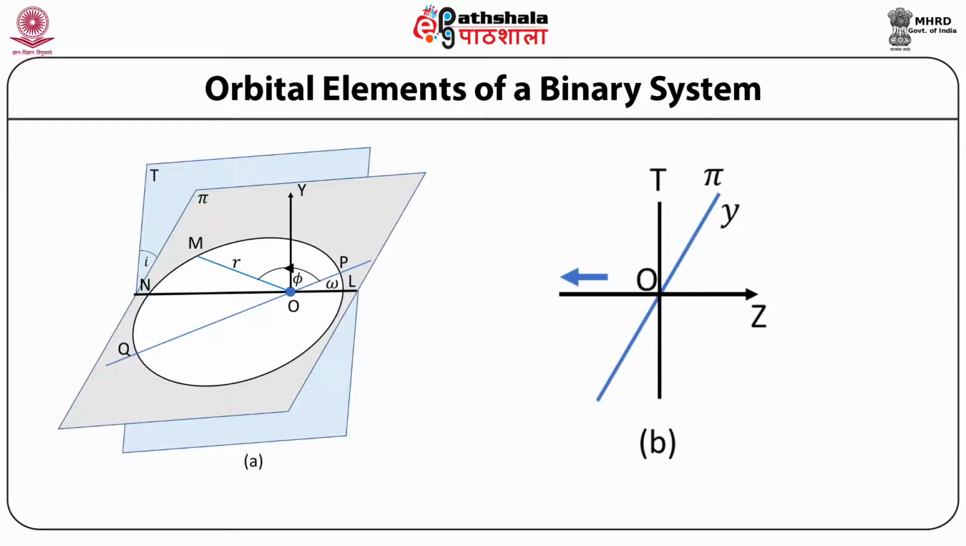So in this figure B, as you can see over here, there are the elements of the orbit of a binary star, and the plane of the orbit is pi, while the plane of the sky is T, and the angle between the two is I.